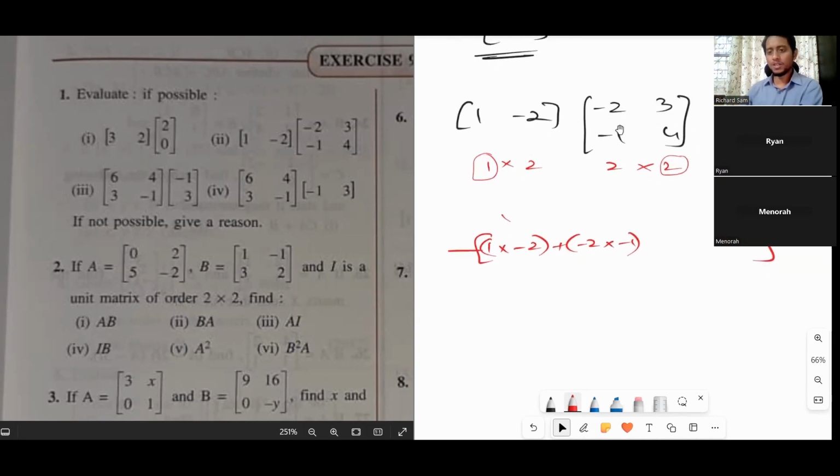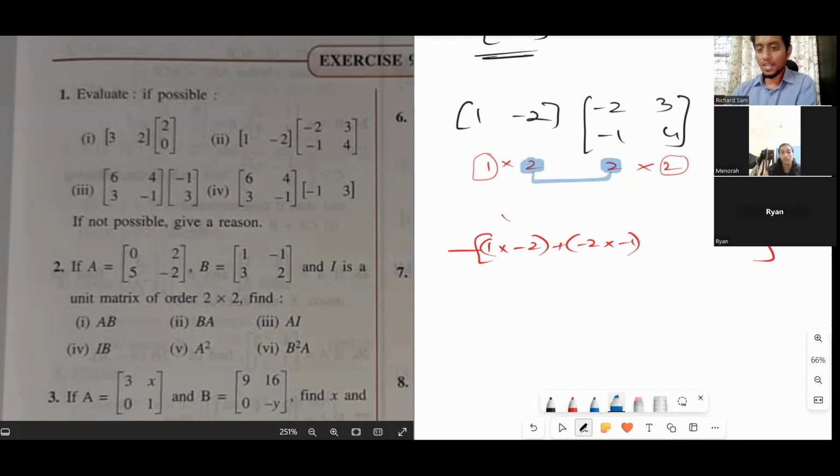If you're multiplying two matrices, first thing you write their order. So the first matrix order is 1 row, 2 columns. That means 1 by 2. The second matrix's order is 2 by 2. That means 2 rows and 2 columns. Now to multiply the two matrices, these two numbers should be the same. That is, from the first matrix, the columns should be equal to the rows from the second matrix.